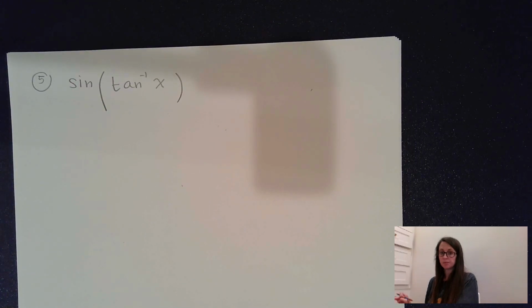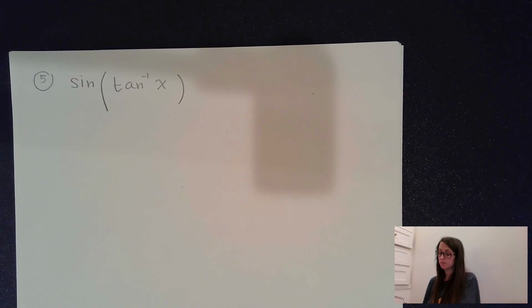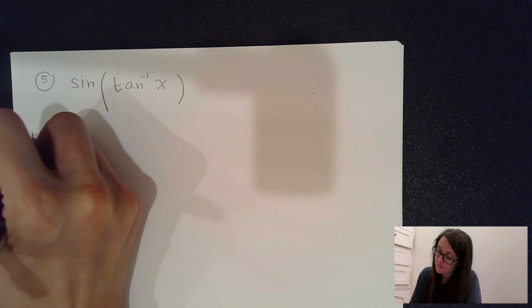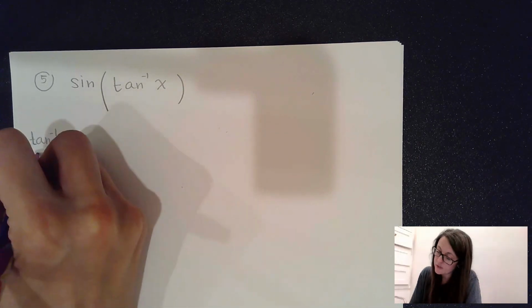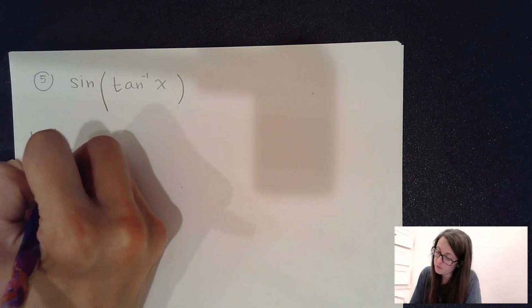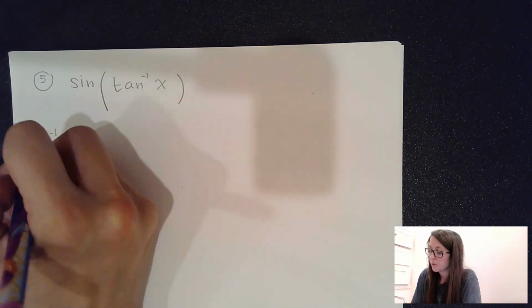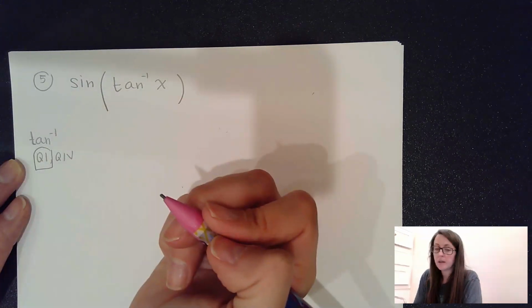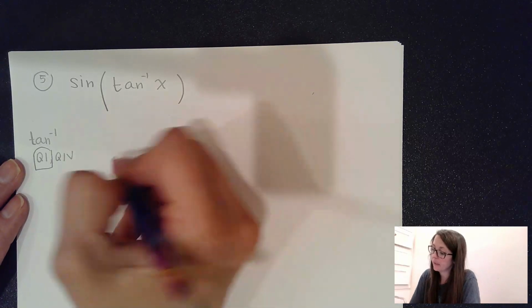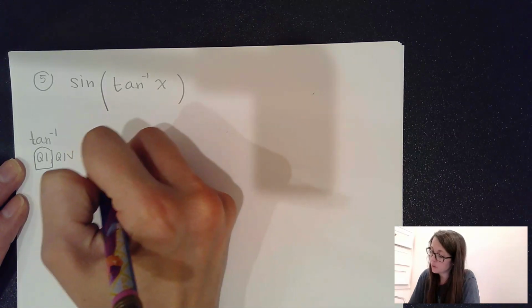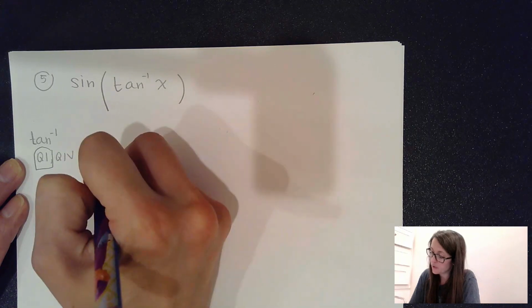Alright, try to do this one for me. So it's sine of inverse tangent of x. So inverse tangent lives in quadrant 1 and quadrant 4. But it's only positive in quadrant 1. Okay, so this is what my triangle would look like in that quadrant 1.